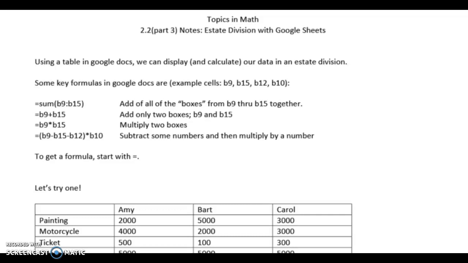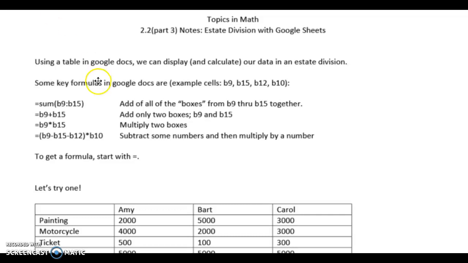Topics in Math 2.2 Part 3 Notes, Estate Division, and using Google Sheets. So what we're going to do is the same thing we've been doing to calculate, when an estate is divided, the total settlement of each heir, but we're going to do it with a Google spreadsheet, Google Sheets. And so we need to know how to use some key formulas.